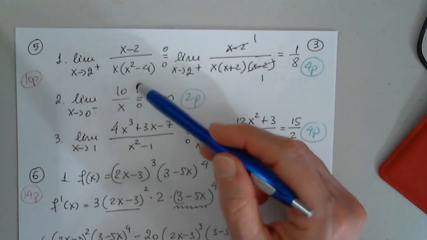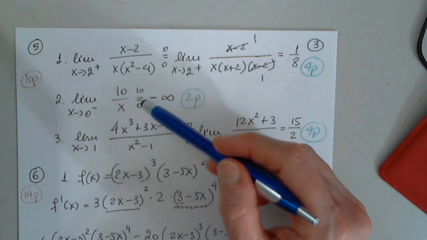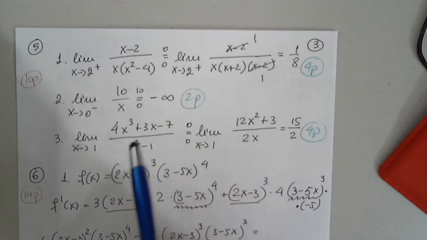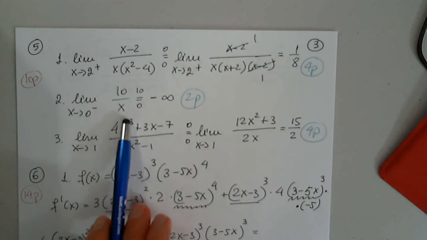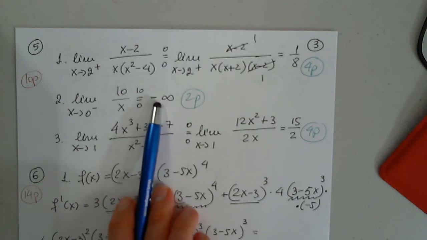Limit as x approaches 0 from the left of 10 over x. There is absolutely no way it's 10 over 0. This limit does not exist, but I cannot write DNE. I have to plug in a number from the left of 0, and I get negative infinity.